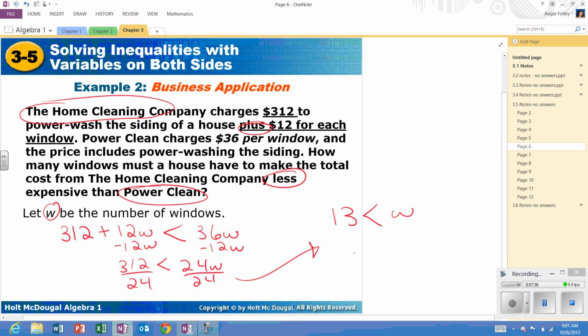That means that there needs to be greater than 13 windows in order for the home cleaning company to be less than the Power Clean company. Okay, if there's 13 windows or less, the second company is a better deal. But if there's more than 13 windows, then the first company, the home cleaning company, is a better deal.